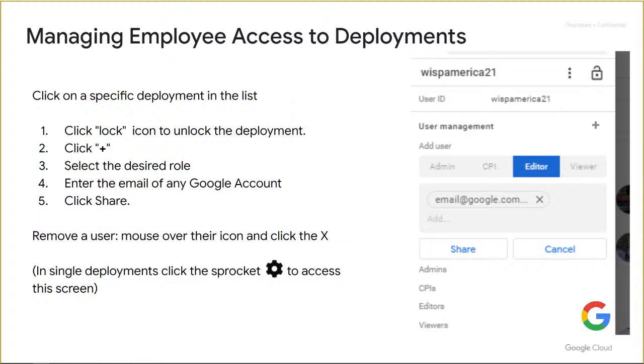Once you click the share button, they are approved to have that function for either your SAS account or your deployment. And you can remove a user at any time if you're an admin by mousing over their icon and clicking the little X that appears over their avatar. And remember, if you only have a single deployment, to access the user management screen, you're going to need to click the sprocket in the lower left-hand side of the screen. That's where that lives. Otherwise, it'll be in your list of SAS deployments.